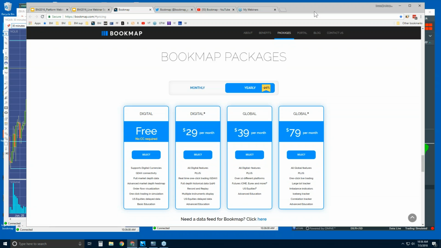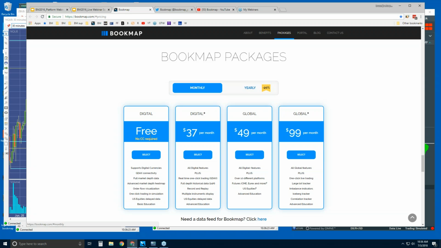Let's go over how you can get Bookmap. Here are the different packages. You can subscribe yearly for a 20% discount or monthly. You can see the digital versions here and the global versions. So let me explain. The digital version, you can see this is free.